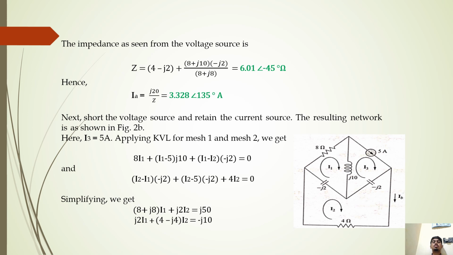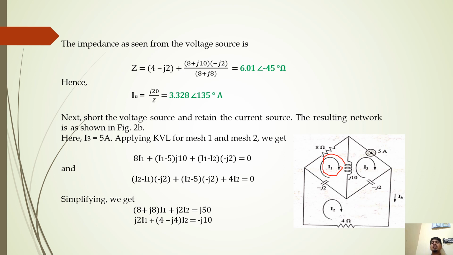Hence Ia is equal to j20 divided by Z. We get Ia is equal to 3.328 at an angle of 135 degree. Next, short the voltage source and retain the current source. The resulting network is as shown in the figure. Here I3 is equal to 5 ampere. Apply KVL to mesh 1.